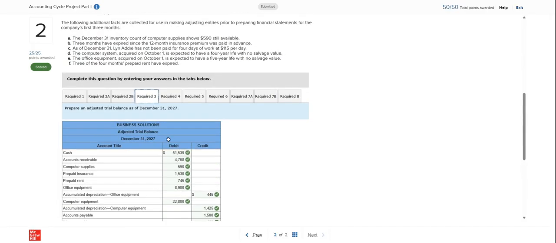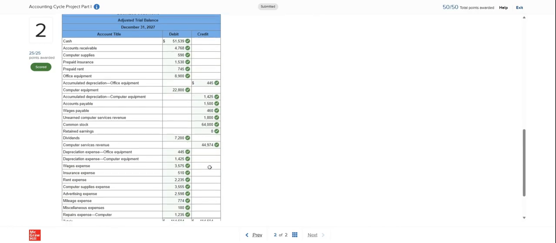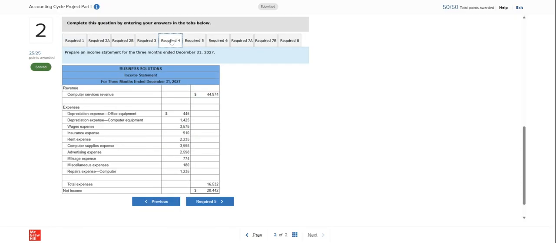And then from here, we take some of this information, specifically the revenue of $44,974, which, if there was other revenue that a company produced, we would also bring that over. And then our expenses. So all of these expenses go into the income statement.